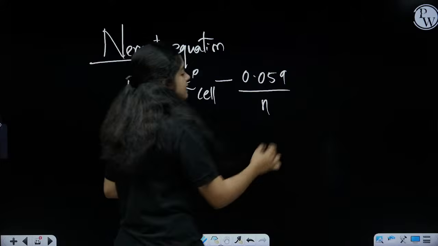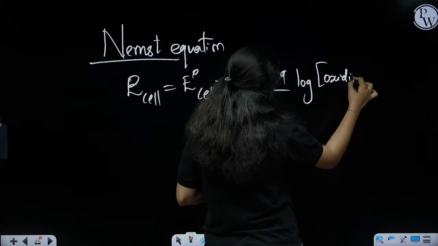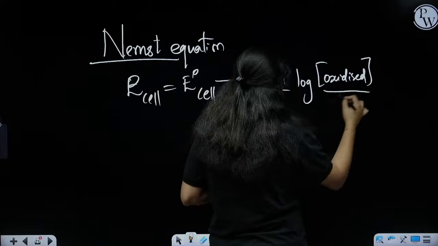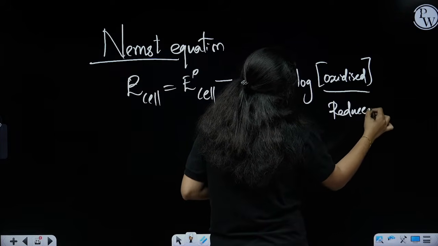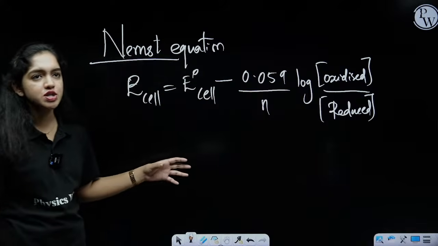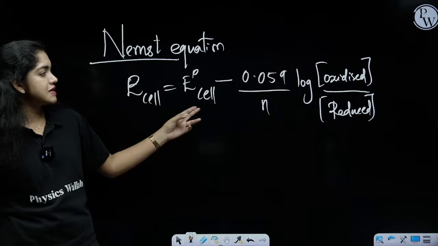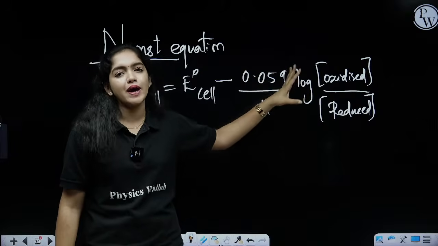Then, what is remaining there? Log. On the numerator, it will be the oxidized term, for example zinc, and under it will be the reduced one. So, this is the final equation for the Nernst equation. So, what is the Nernst equation? E cell is equal to E0 cell minus 0.059 divided by N log oxidized by reduced.